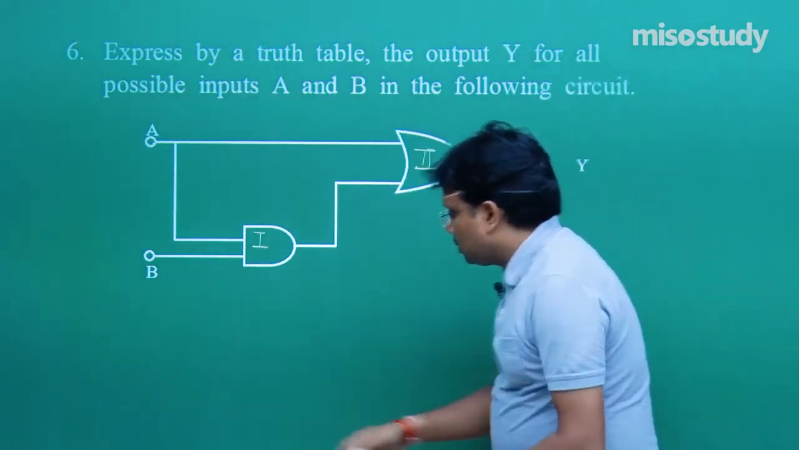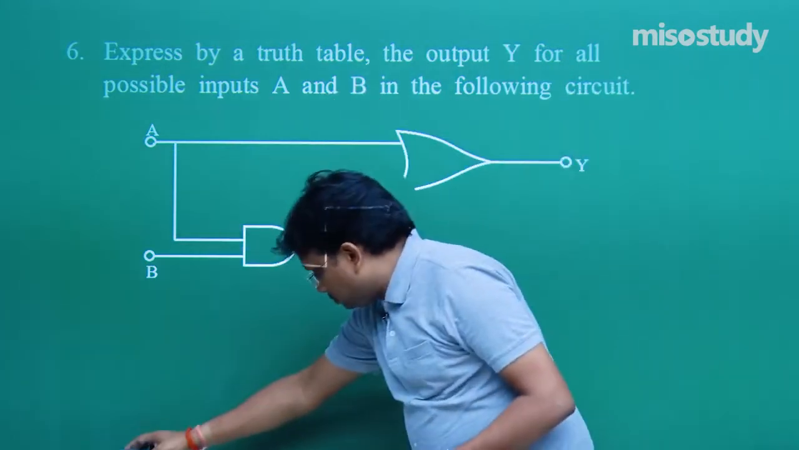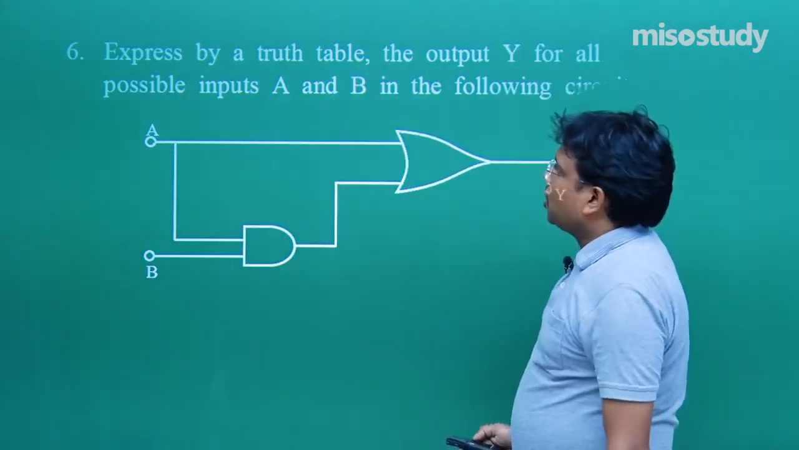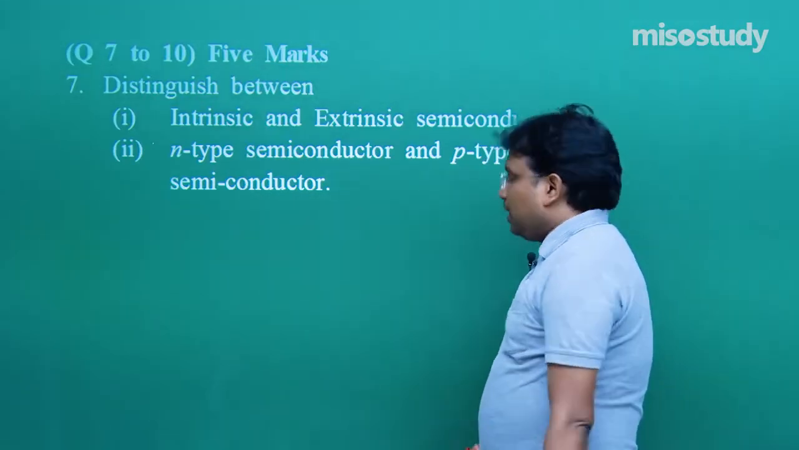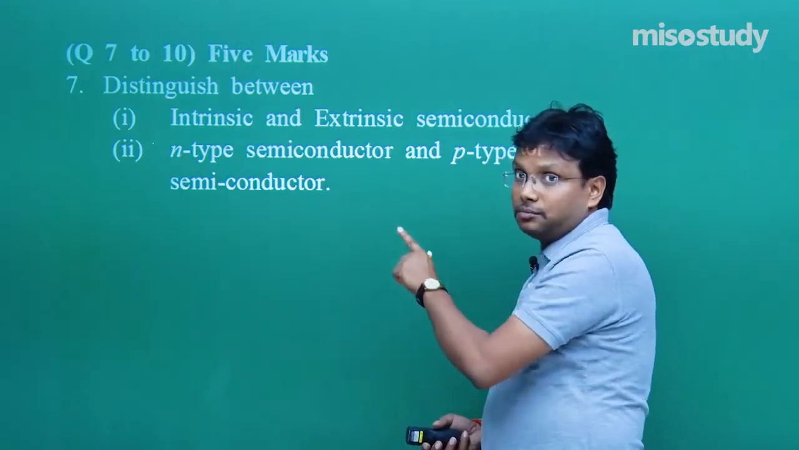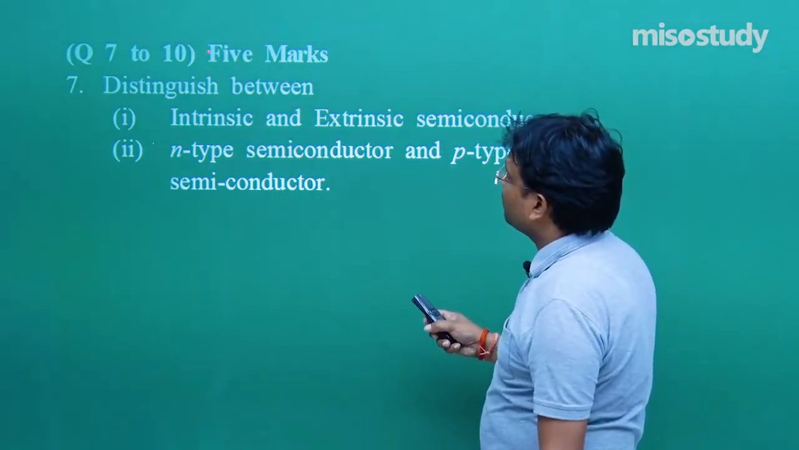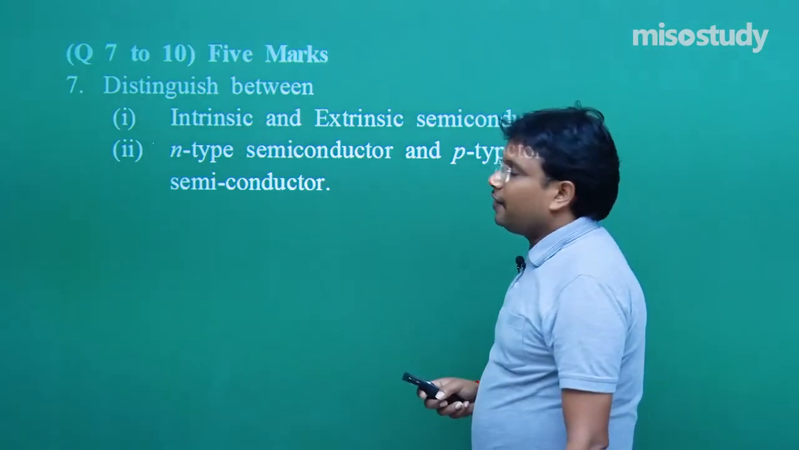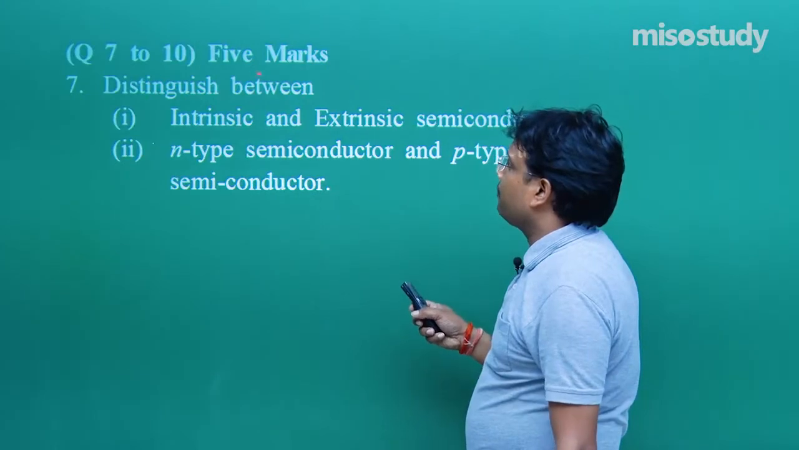Now, this 1 and 2, then comes question number 7. Now, there is a specific purpose of selecting this question. I will tell you what. First thing is 5 marks. So, 7, 8, 9, 10, 4 questions for 5 marks.